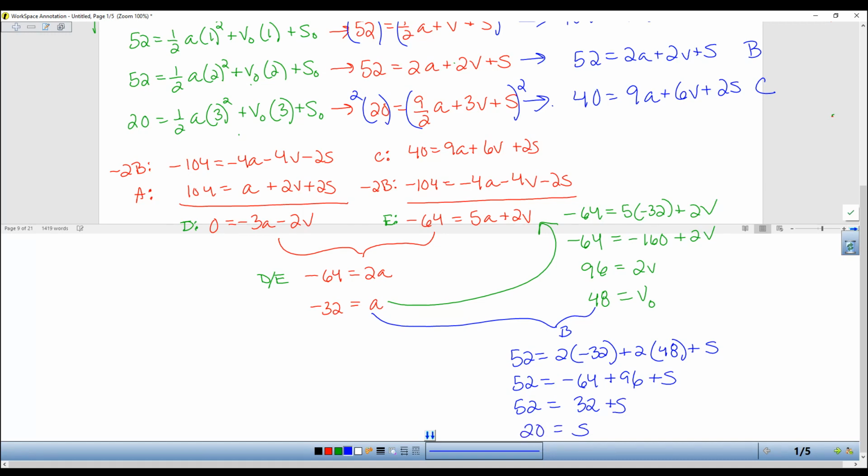Whew, that was a lot of work. Good job. They do have units. S is measured in feet. It's the original height. The velocity is measured in feet per second. And the acceleration is in feet per second squared.